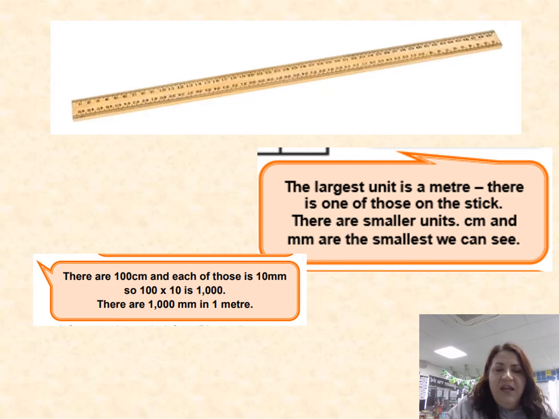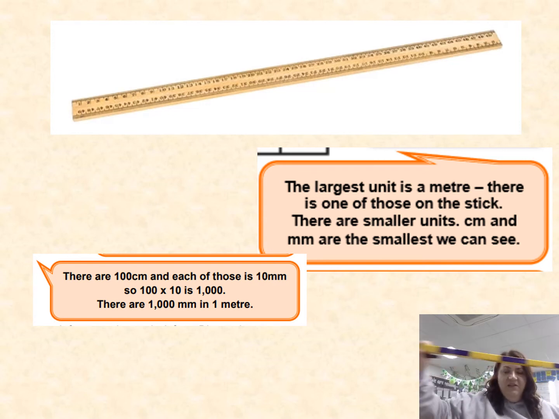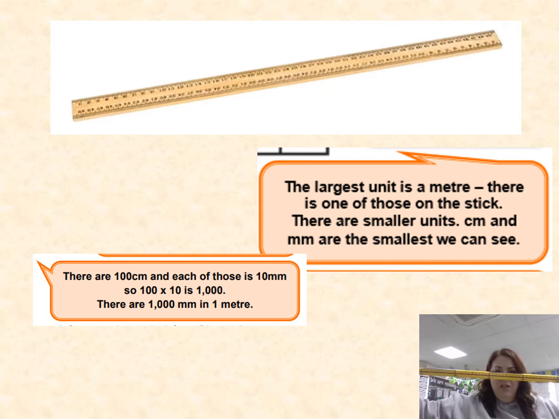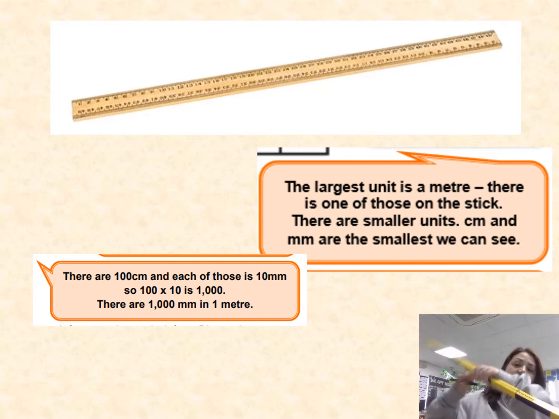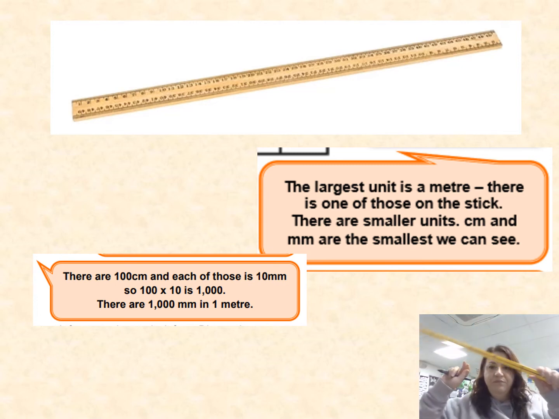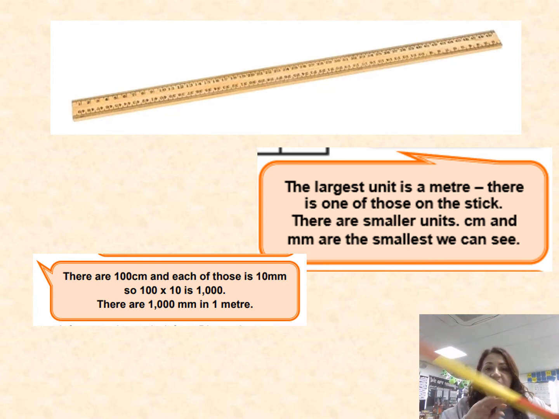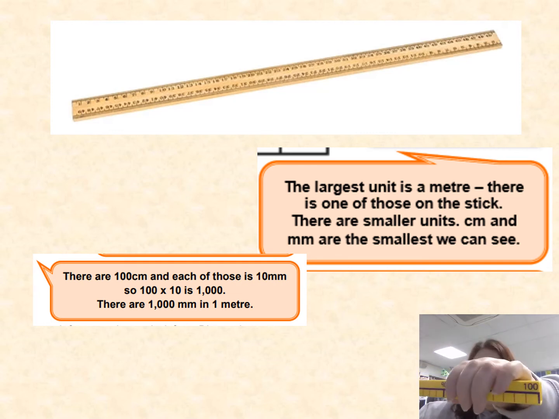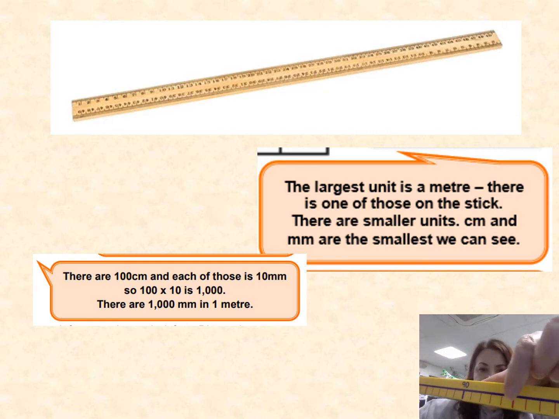Okay, so let's have a look at this speech bubble again, and I've added a bit more information now. So the largest unit in this picture is a metre. That's the biggest unit we've got there, just in that particular picture. There is one of those on the stick. So there's 1 metre in this stick. If I show you the side with the measurements on, there is 1 metre in this stick. So this goes up to 100 centimetres, which is our 1 metre. There are smaller units, which are centimetres, which is what each of these are here. Each of these is a centimetre.